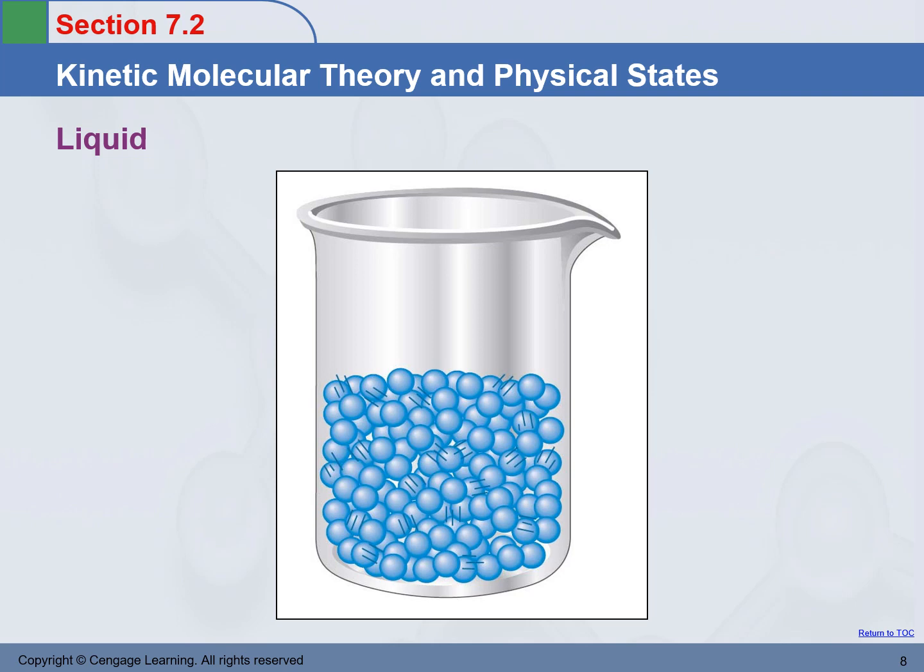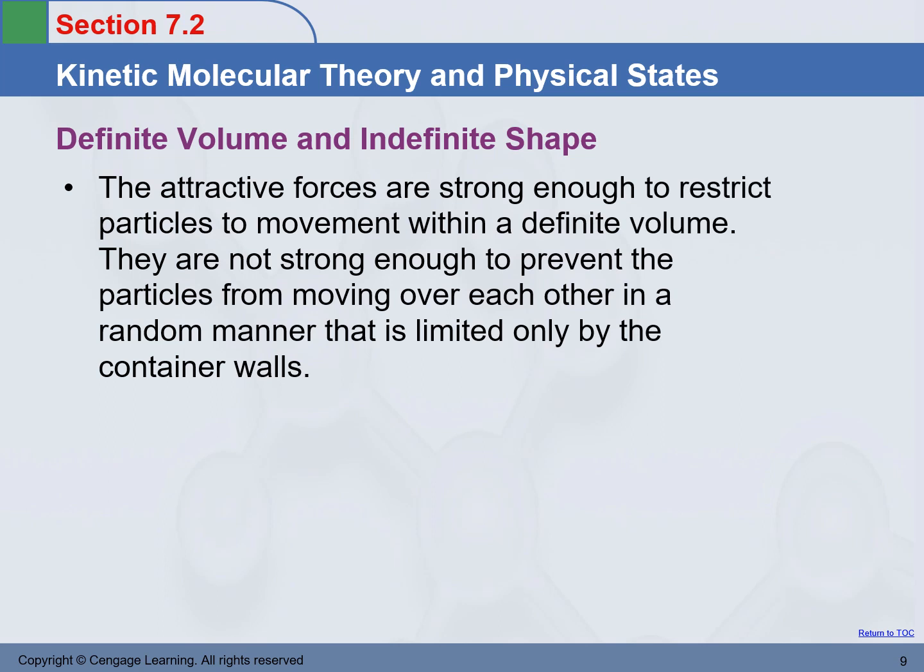As a result, liquid will have definite volume. The volume will not change. The particles are very close to each other, but they have indefinite shape. The particles can flow over one another. So the attractive forces, the potential energy, are strong enough to restrict particles to movement within a definite volume. However, they are not strong enough to prevent the particles from moving over each other in a random manner. As a result, you have indefinite shape.